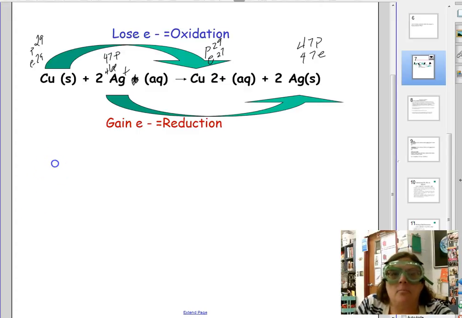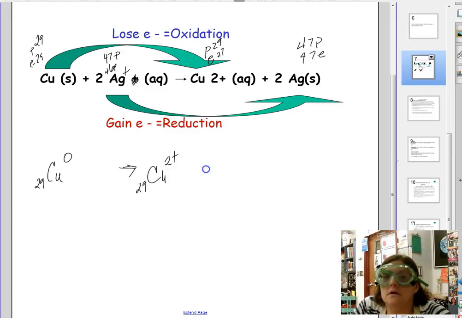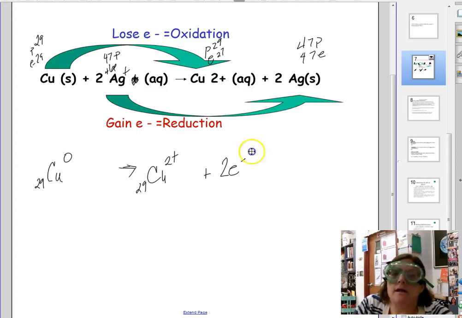Okay? Copper, up here, it's got 29 protons, and it has no charge. It is becoming copper with a 2+ charge, still has 29 protons. If it has a 2+ charge, we've got to balance out that 2+ charge. 2 plus, 2 minus would equal 0 over here. That's oxidation.